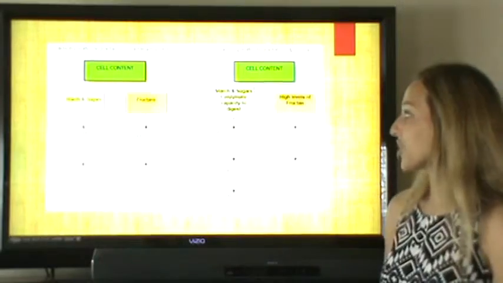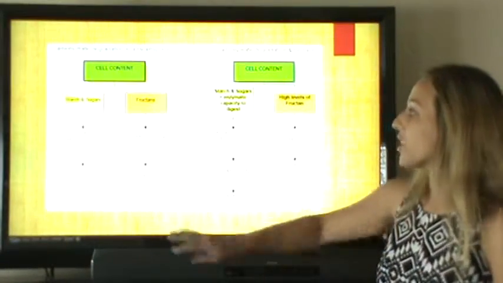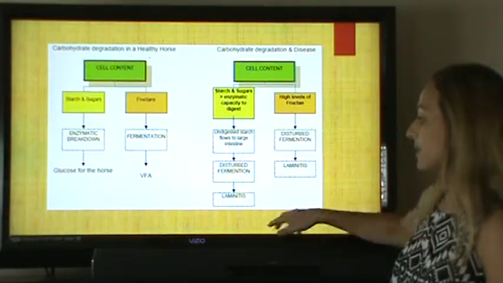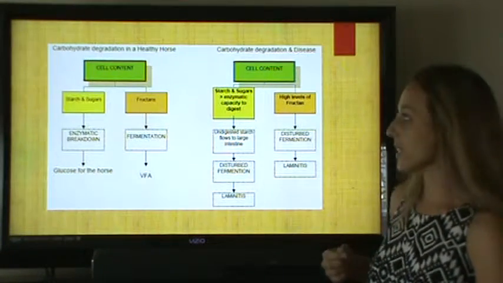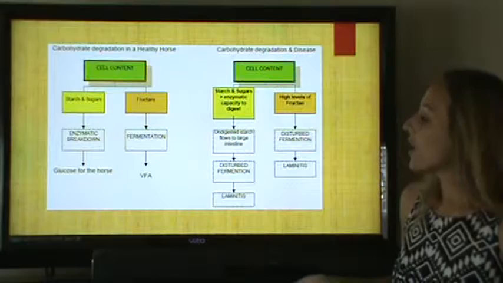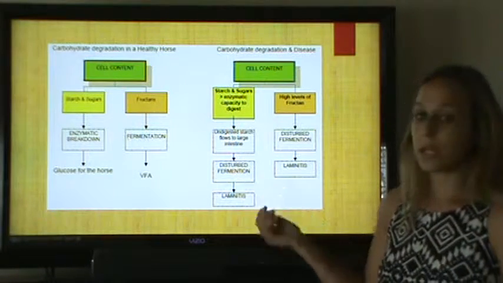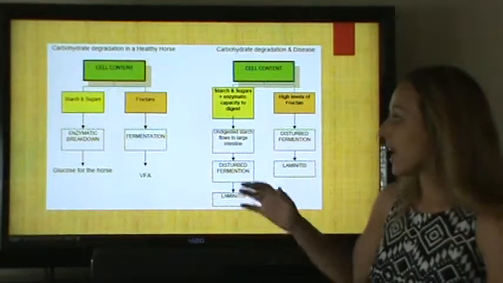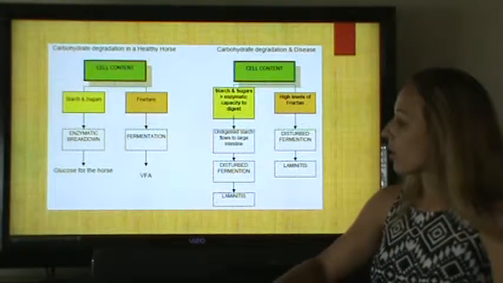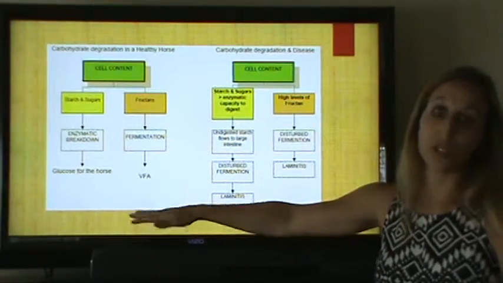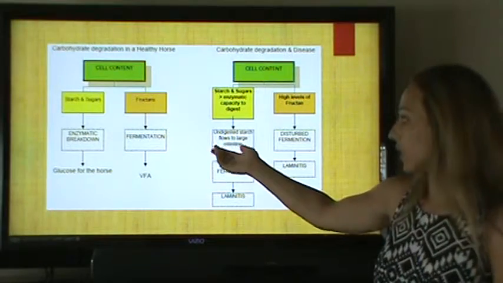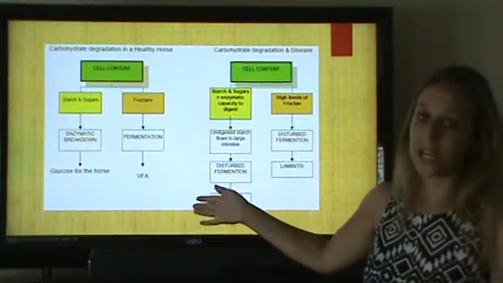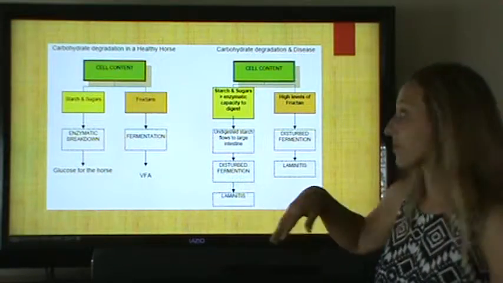Here's just a diagram to show the digestion that occurs in a healthy horse and then in a horse that is going to be affected by laminitis. So in a healthy horse, the sugars and the starches need to be broken down in the stomach and the small intestine, and then they can be turned into glucose for energy for the horse. And then the same for fructans. It goes through fermentation so that the horse can use volatile fatty acids as an energy source.